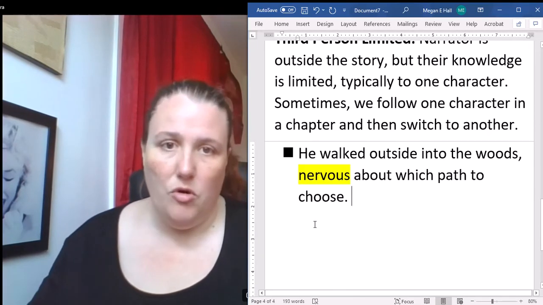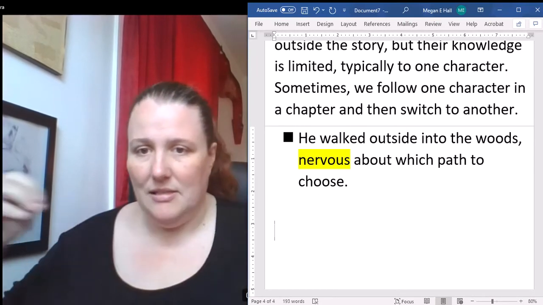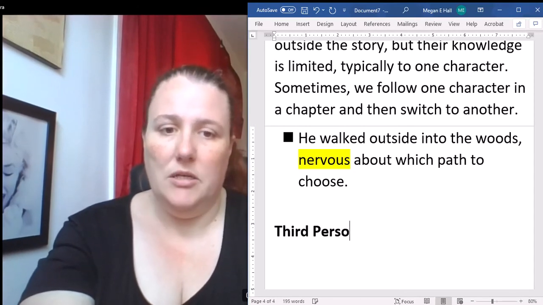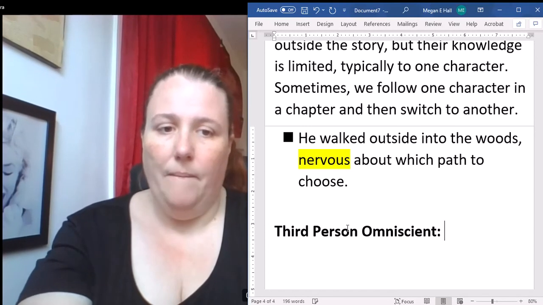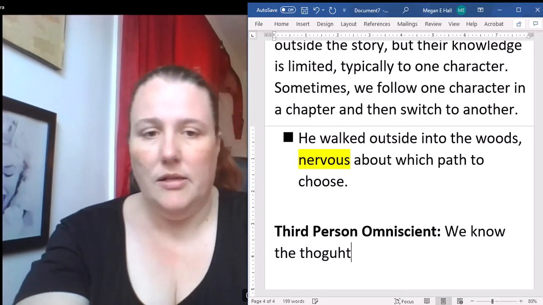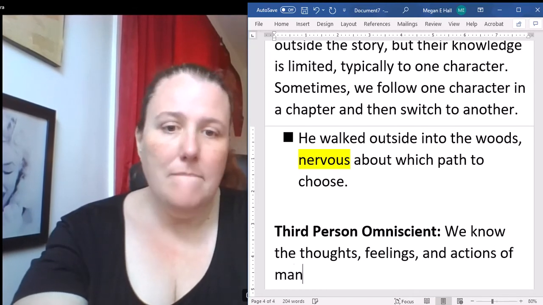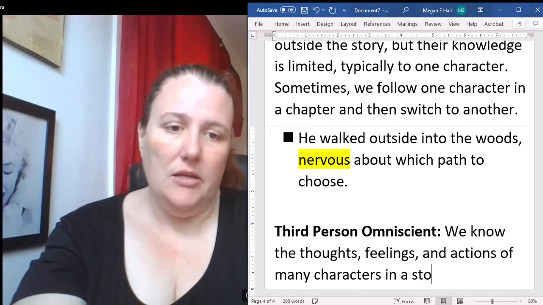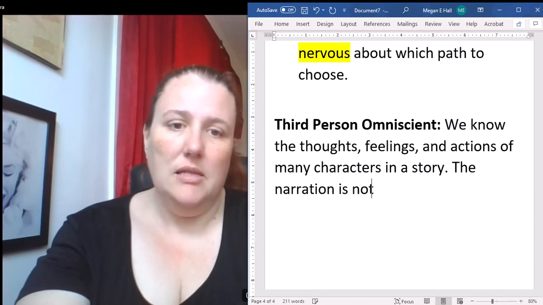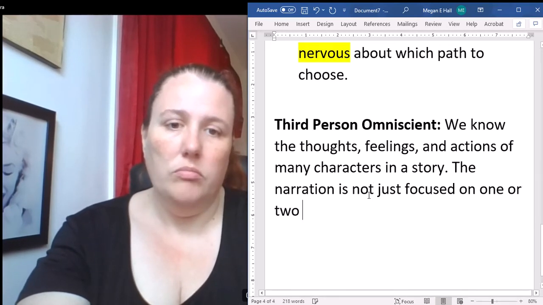Maybe a friend comes up and we don't know what they feel, but it's not exactly the opposite end. I feel like this is kind of a continuum. We have third person omniscient. They're never entirely omniscient, but essentially we know the thoughts, feelings, and sometimes the actions of many characters in a story. So the narration is not just focused on one or two people.